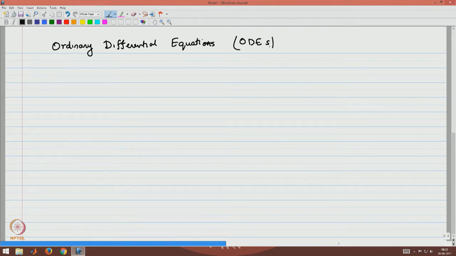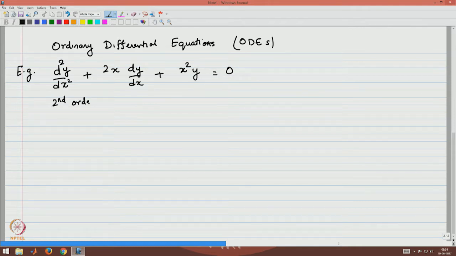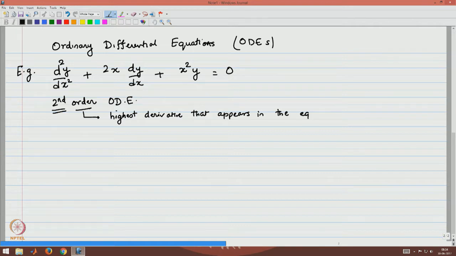Okay. So, suppose I write an equation: d square y by dx square plus 2x dy by dx plus x square y equal to 0. Okay. Now, this is an example. We would say this is a second order differential equation, second order ODE. Okay. So, what is second order? The order of a differential equation is the highest derivative that appears in the equation. Since the second derivative is the highest derivative that appears in this equation, the order of this differential equation is 2. So, we say it is a second order differential equation.